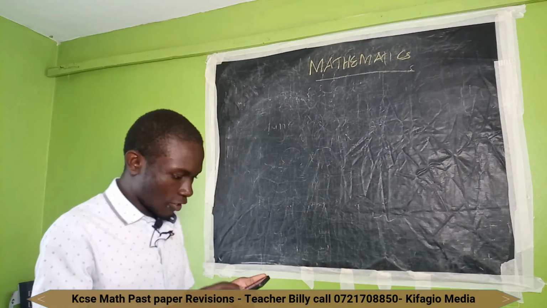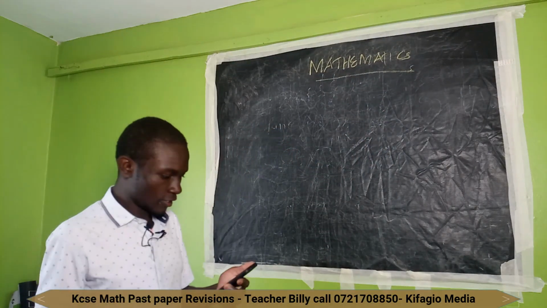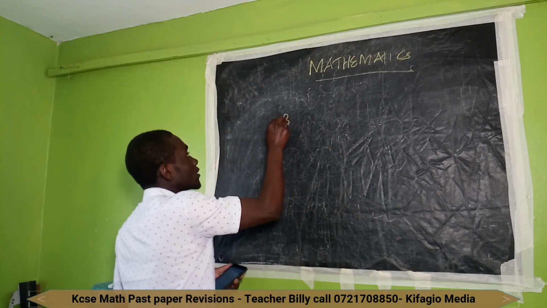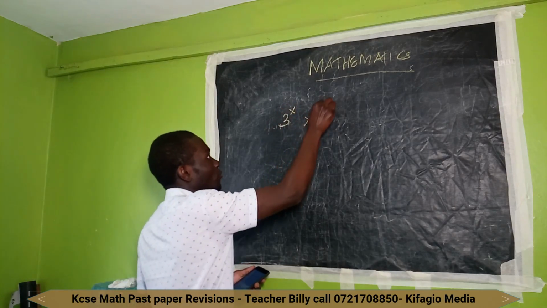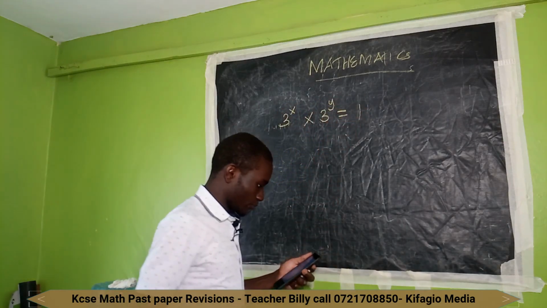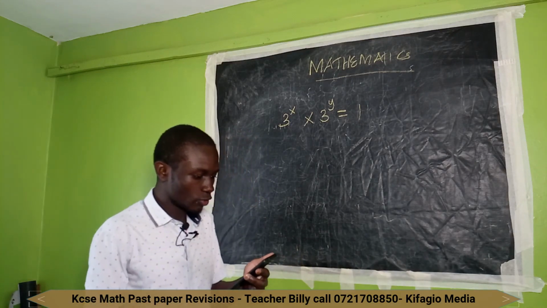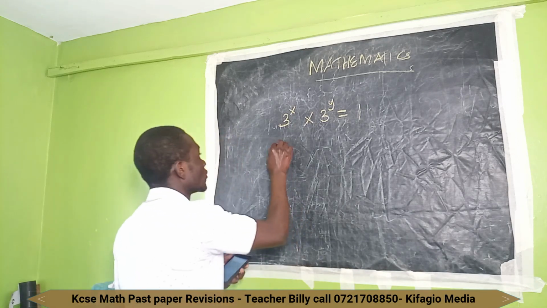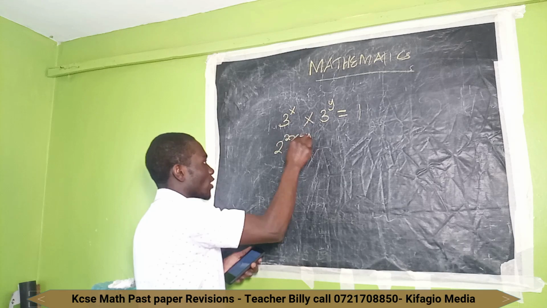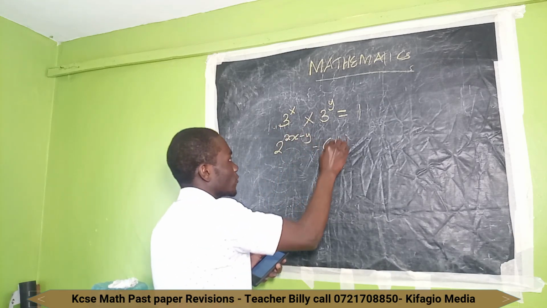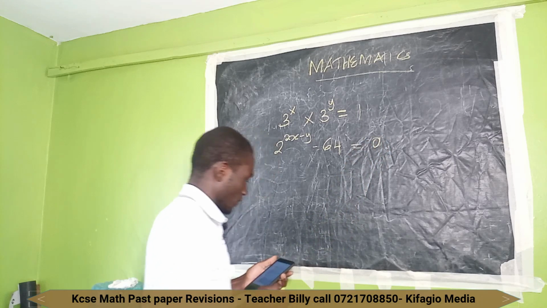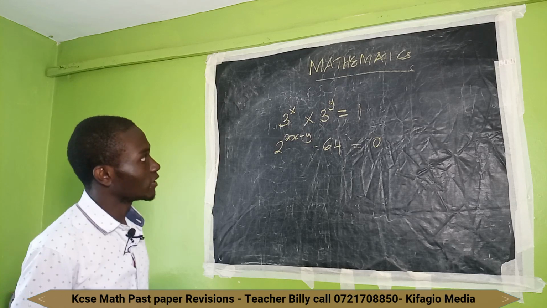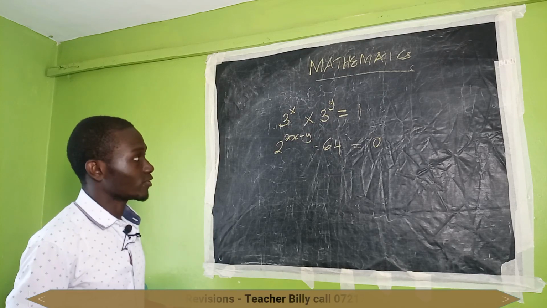The first question: solve the equation 3 power x multiplied by 3 power y is equal to 1. The second equation is 2 power 2x minus y minus 64 is equal to 0. 3 marks. Now class, the question is testing you in the concept of simultaneous equations and also the laws of indices.